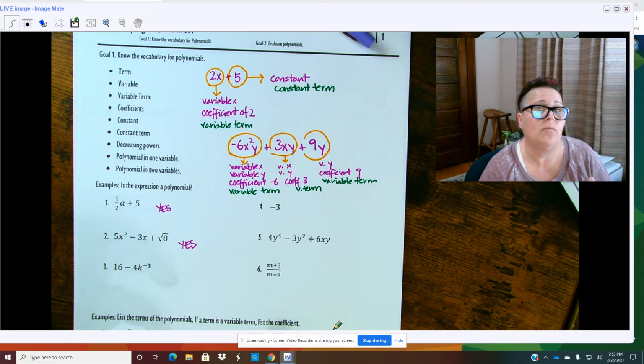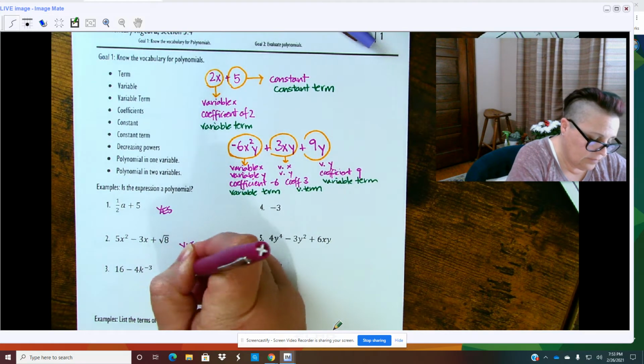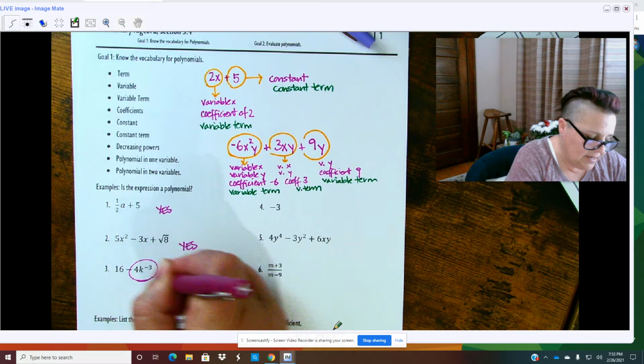looks like a polynomial, but it isn't. And the reason it isn't is because we have that negative exponent.